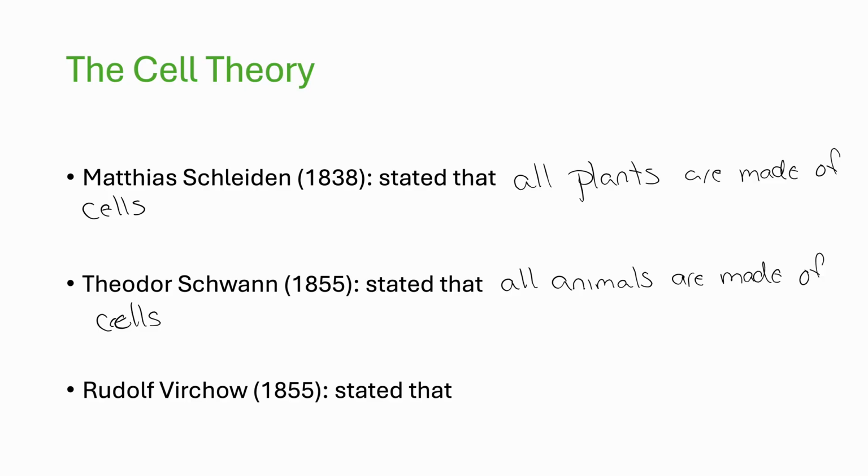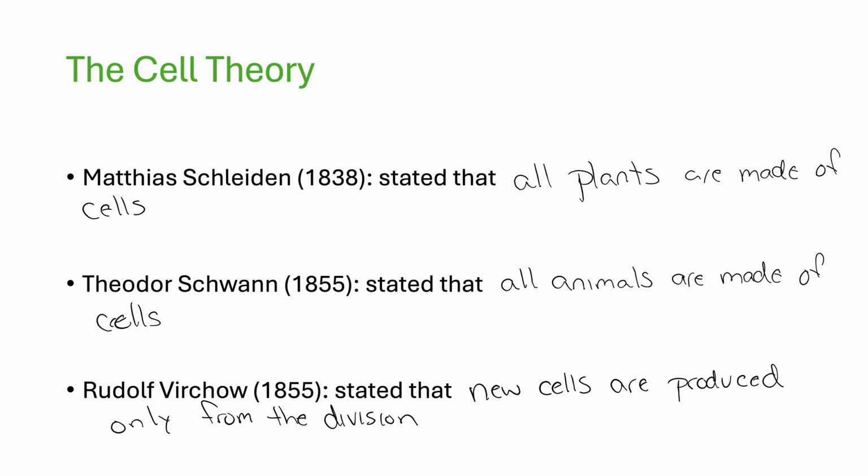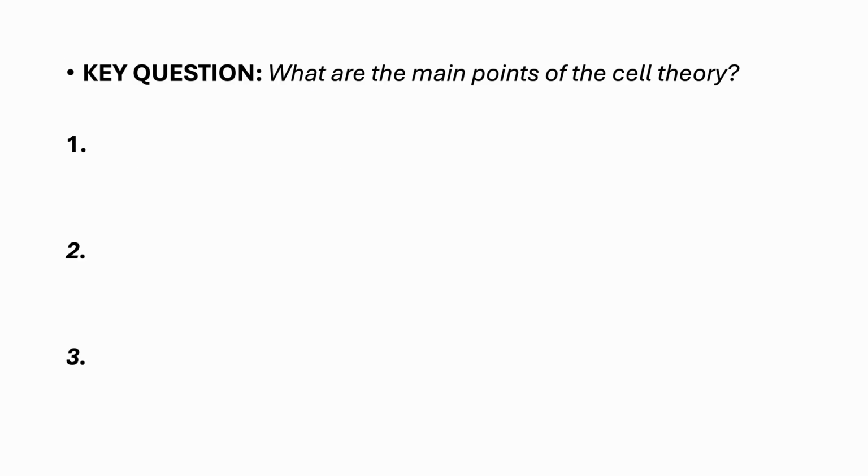Now, the last one, Rudolf Virchow, was a little bit more controversial, and he stated that new cells did not just spontaneously appear, but instead are produced only from the division of existing cells. So, in other words, cells come from other cells. And between these five scientists, it led us to the cell theory.